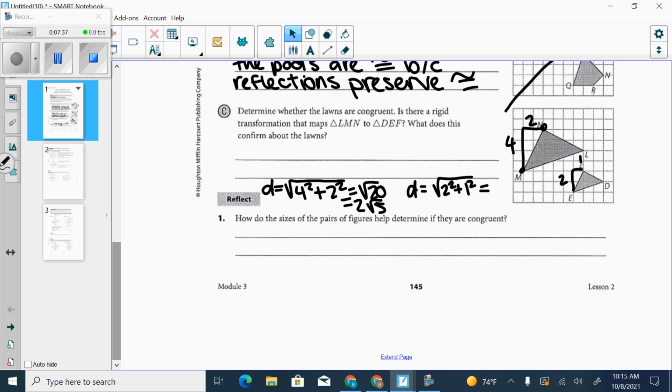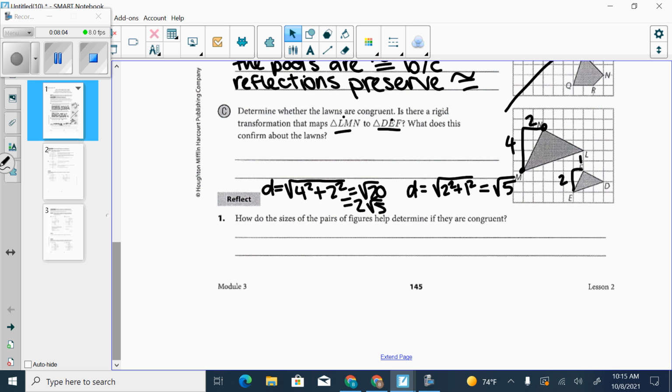What's 1 squared? 1. What's 4 plus 1? Can I simplify that any? No. But how much bigger is this one than that one? 2. So it says that LMN is being mapped to this one, so this must be the original, while DEF is the new. Okay, and we always put new over old.